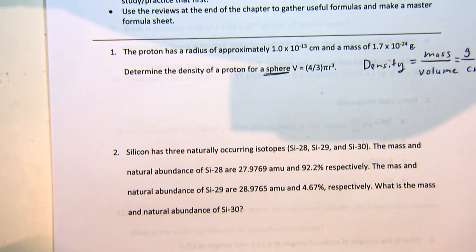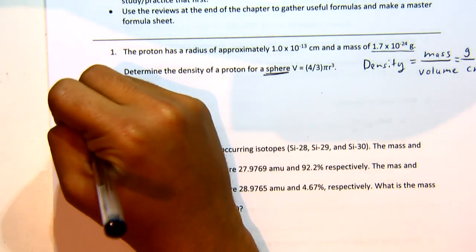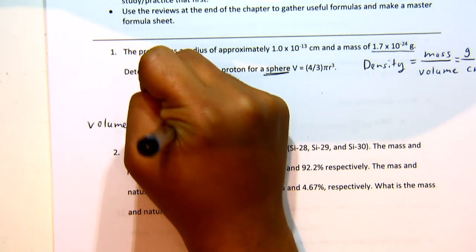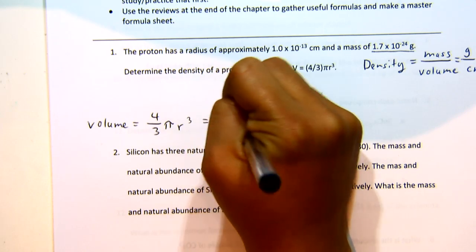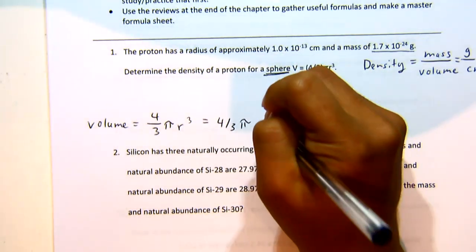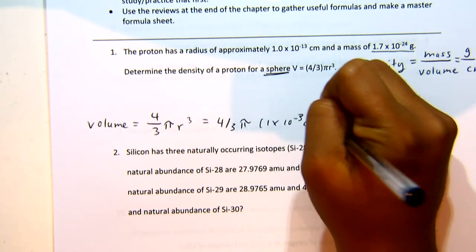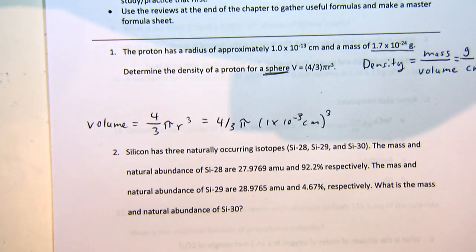Here, our mass is already given to us in grams, so we don't even have to worry about converting that. We just have to find the volume. So we'll do 4/3 pi, the equation, and fill in the radius term, which was given to us as 1 times 10 to the negative 13 centimeters. Because that's already in centimeters and we're looking to have centimeters cubed, you do not have to change it. But if it was in meters, you would have to do that conversion first and then insert it into the equation.